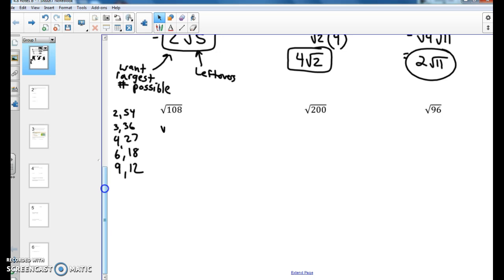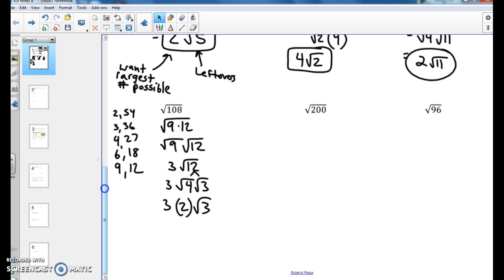But let's just say I chose to do 9 and 12. It is not wrong. Watch how this works. 9 and 12 you can break up into the square root of 9 times square root of 12. Square root of 9 becomes 3. And then you've got square root of 12. Now, here's where we got to go a little further. 12 can be broken down into square root of 4 times the square root of 3. So I can take that and break it down even further. In that case, we will get 3 times square root of 4, which is 2. So we have 3 times 2 times the square root of 3, which is 6 times the square root of 3. And so that's what our answer is there.